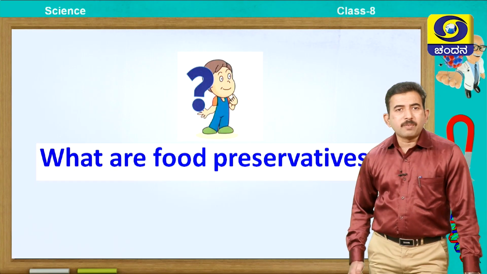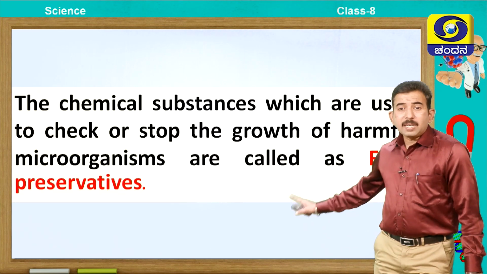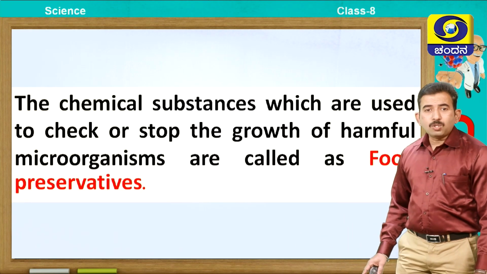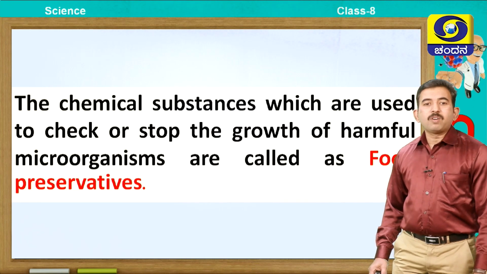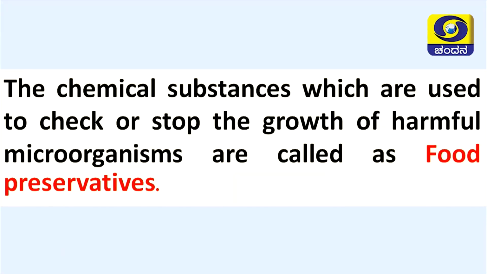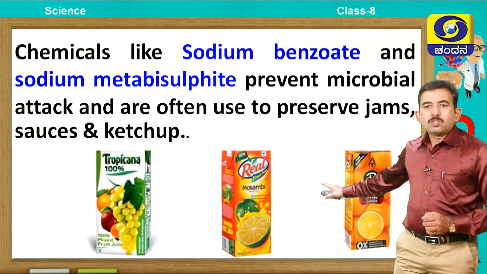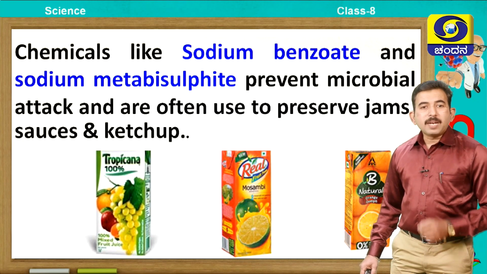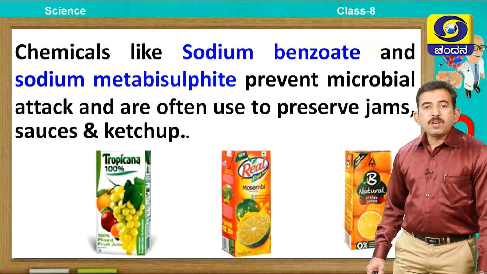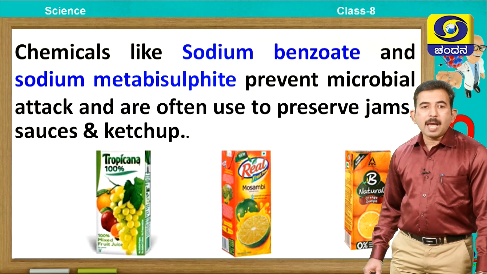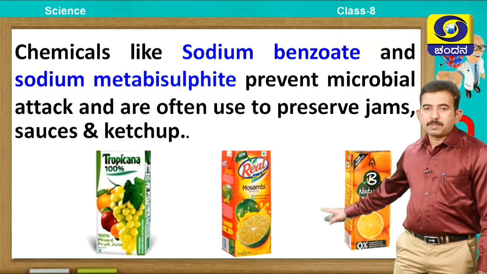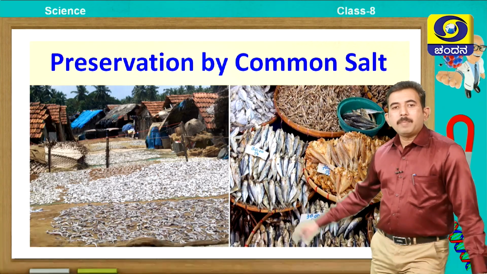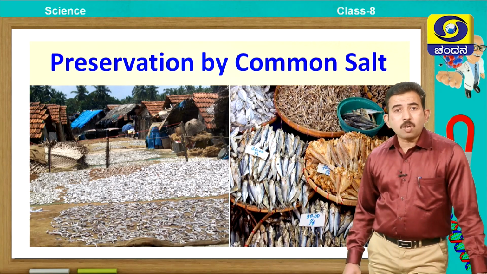What are food preservatives? The chemical substances which are used to check or stop the growth of harmful microorganisms are called food preservatives. Chemicals like sodium benzoate and sodium metabisulfite prevent microbial attack and are often used to preserve jams, sauces and ketchups. Next, one more method is preservation by common salt.